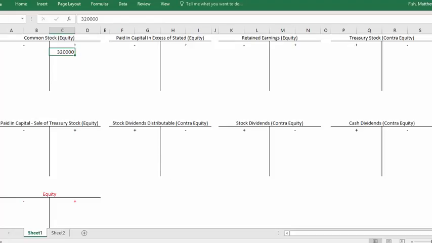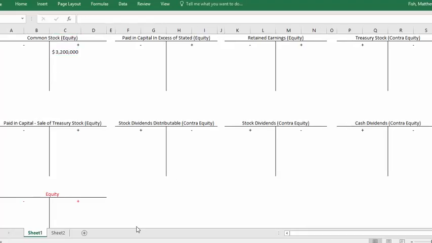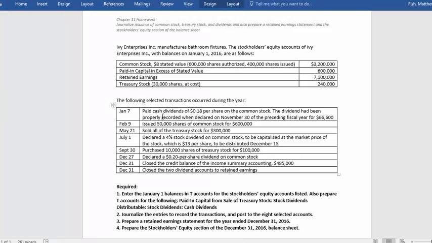Hold on one second, let me just fix this. Okay, so you'll see that $3,200,000 is the beginning balance in the common stockholders equity account on January 1st of 2016. That's the opening balance. These are permanent accounts, balance sheet accounts.